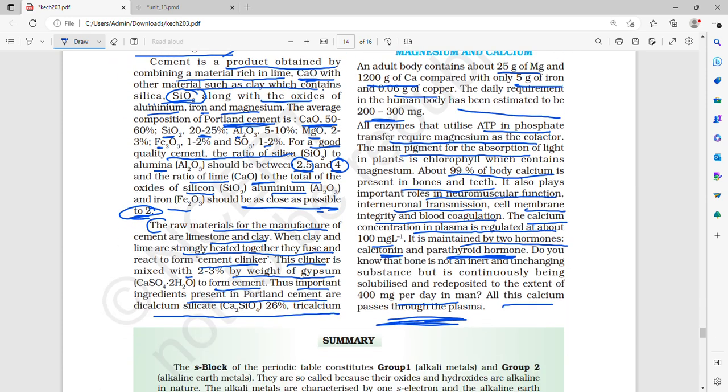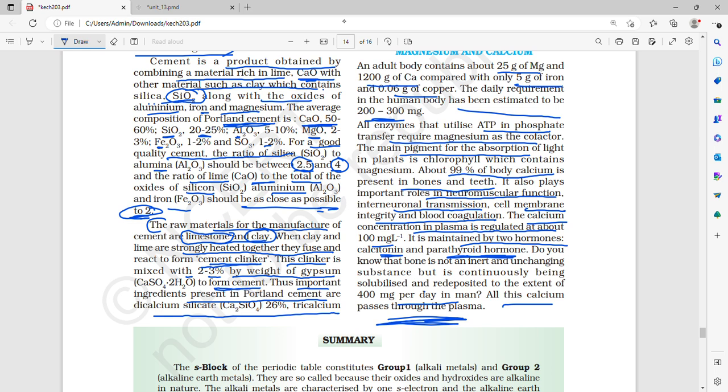Raw materials for manufacture of cement are limestone and clay. What are the raw materials for manufacture of cement? Limestone and clay, because you saw, CaO and silica. When clay and lime are strongly heated together, they fuse and react to form a cement clinker. This clinker, when mixed with 2 to 3% by weight of gypsum, that is CaSO4.2H2O, forms cement.